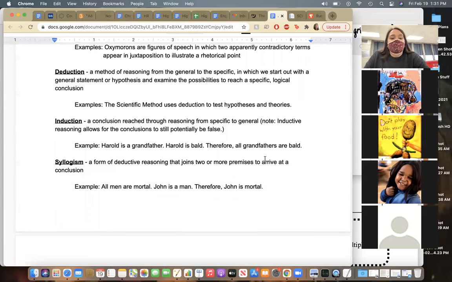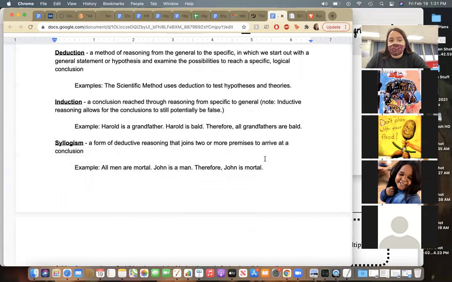So the next two kind of go hand in hand, and it's easy to confuse them. So you want to make sure that you know which one is which. Deduction, our powers of deduction, is a method of reasoning from the general to the specific, where we start out with a general statement or hypothesis and examine the possibilities to reach a specific logical conclusion. So an example of that would be the scientific method. It uses deduction to test hypotheses and theories.